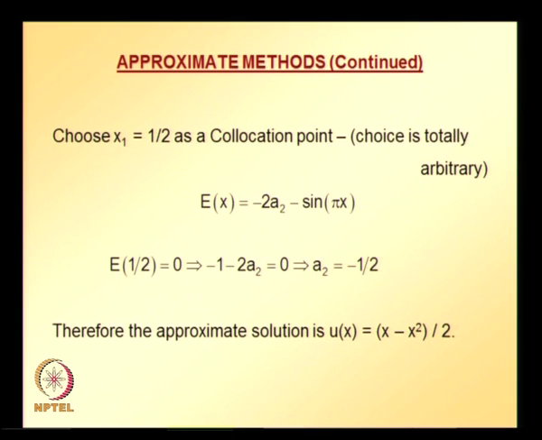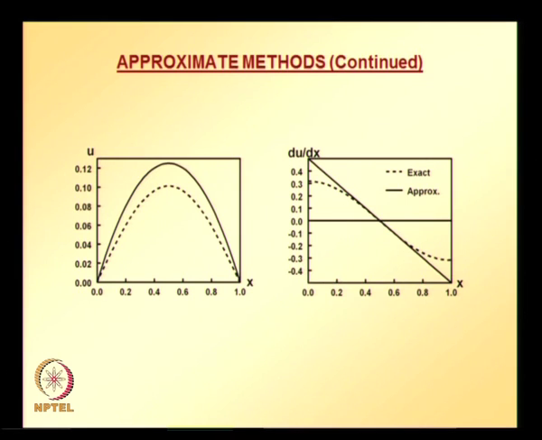To see how this solution matches with the exact solution, we can again overlay the plots of the exact solution and also the approximate solution. I forgot to mention, even in the previous plot that we have seen for the least square weighted residual method, the derivative of the approximate solution is also shown. So, the solution of u and the derivative of u, the comparison with exact is shown here.